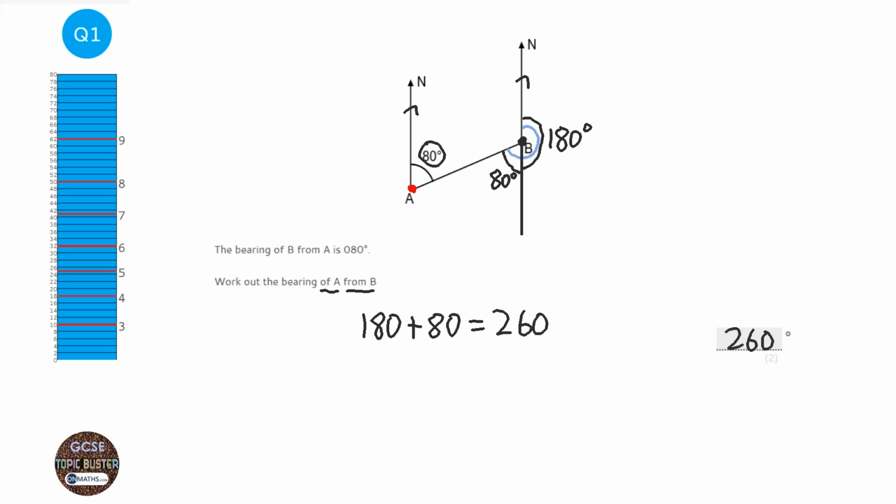Now there are other ways of doing it. You could have worked out this angle, because this angle and the 80 degrees over here are co-interior or allied angles, whichever one you want to call them, so they will add up to 180. So we know that one's going to be 100, and then what we could have done is 360 take away 100, because the full circle is going to be 360 and we don't want that 100 one. You'd also get 260.